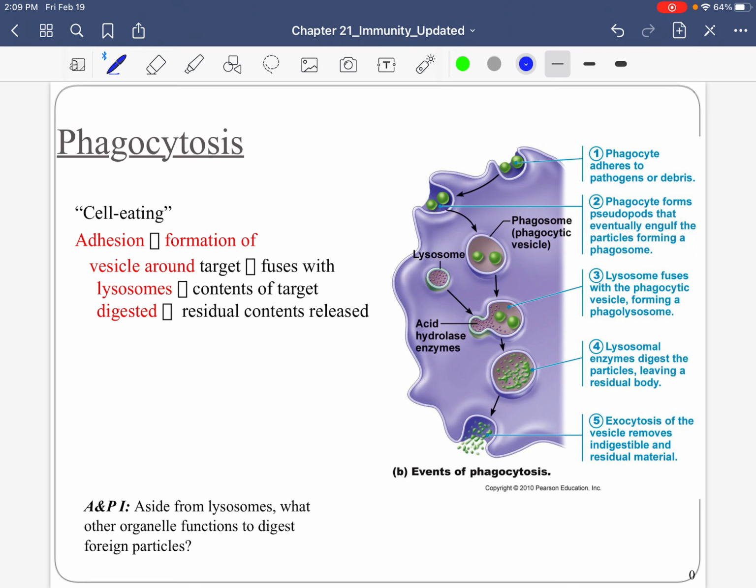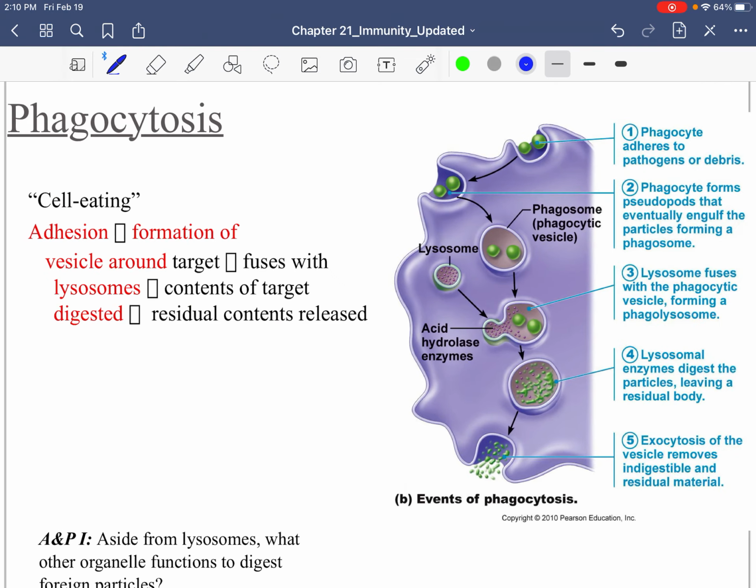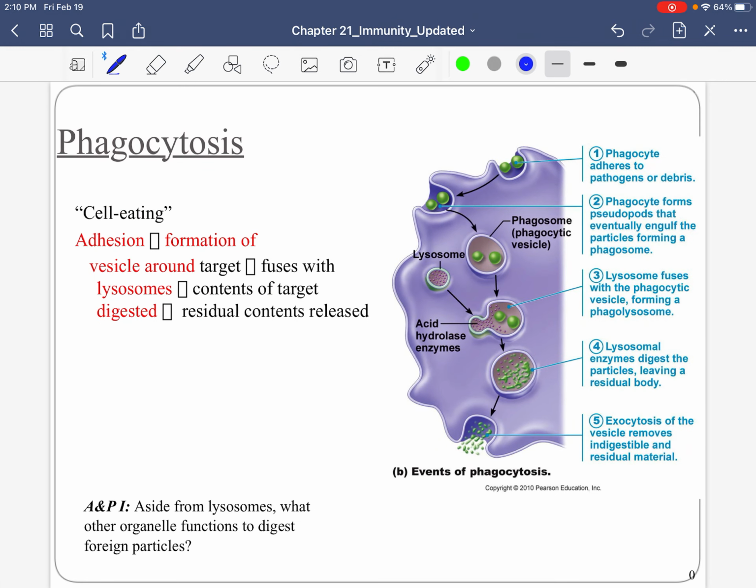All right, I'm going to talk just briefly about phagocytosis. Typically, we call this cell eating because that's what the cell does. And these squares, they were arrows, but I guess my little program here on the iPad doesn't like to put arrows. They just do rectangles. But please, I'd like you to have a general idea.